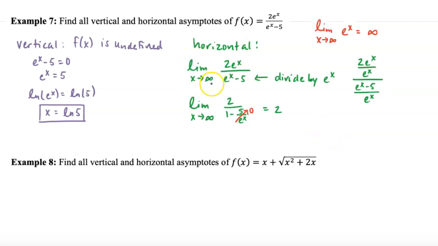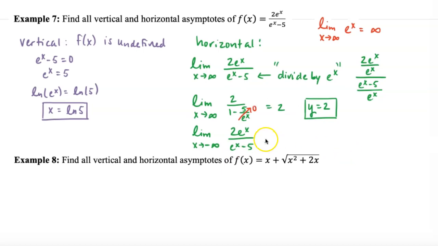If I have a limit as x approaches infinity of 2, that means I have a horizontal asymptote at y equals 2. Horizontal asymptote at y equals 2. What happens in the negative direction? So what happens as x approaches negative infinity of 2e to the x divided by e to the power of x minus 5? What happens in the negative direction?